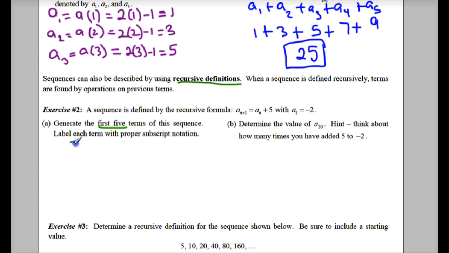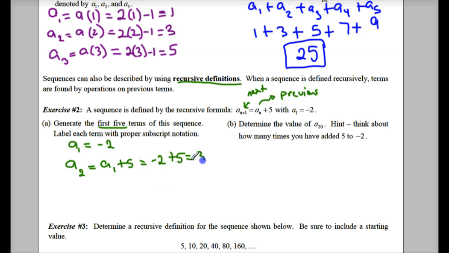So I already know a1 is equal to negative 2. I want to find a2. Now a2, if you look at it here, it says n plus 1, which means you're taking the previous, so this is our next term. In order to get that, I have to take the previous term and add 5. So in this case, it will be the previous term, a1, plus 5, which is equal to negative 2 plus 5, which is 3.